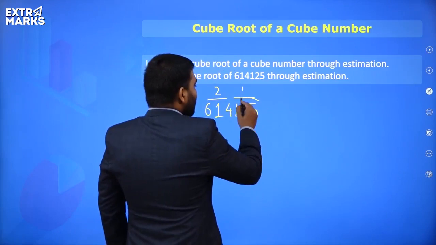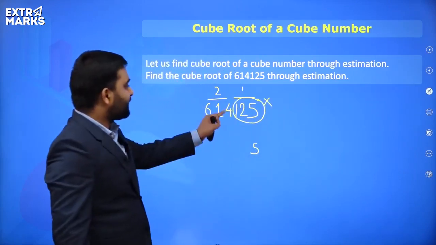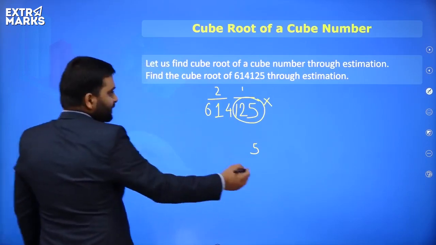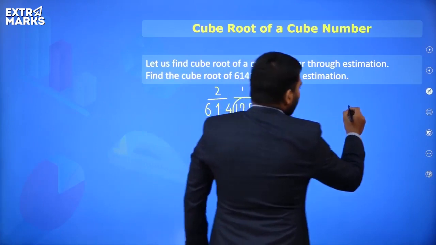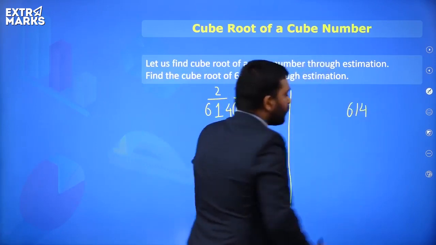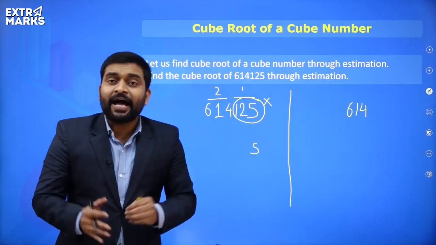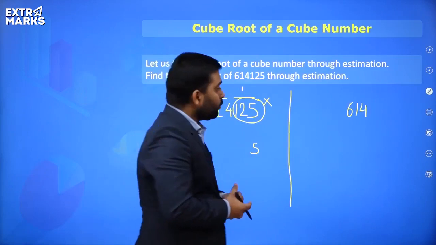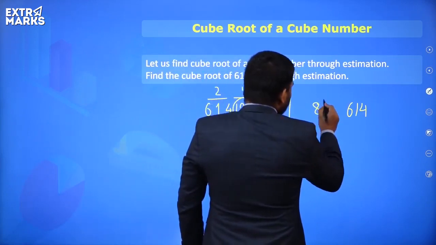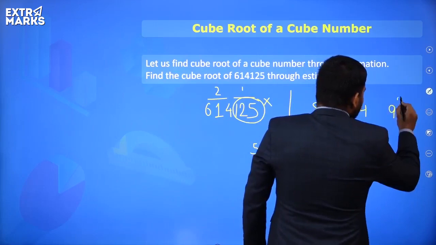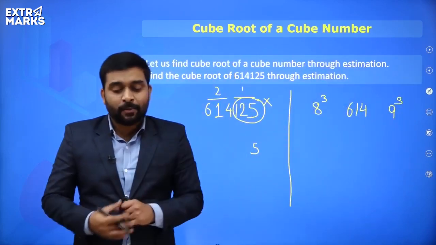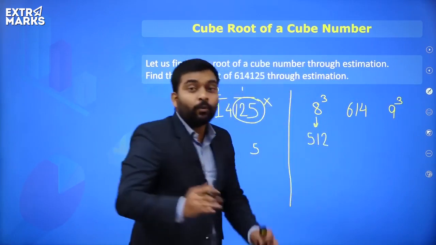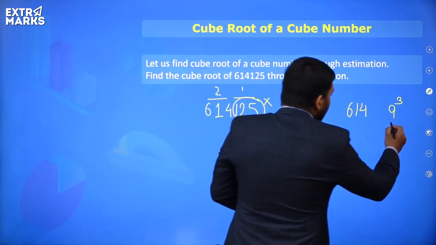Now we will ignore this much. We'll see 614. Everyone, now tell me, 614 lies between which 2 cube numbers? So everyone, you will say, sir, it lies between 8 cube and 9 cube. Yes or no, everyone? Because 8 cube is how much, everyone? You'll say, sir, 8 cube is 512. And everyone, what is 9 cube? You all will say, sir, 9 cube is 729.